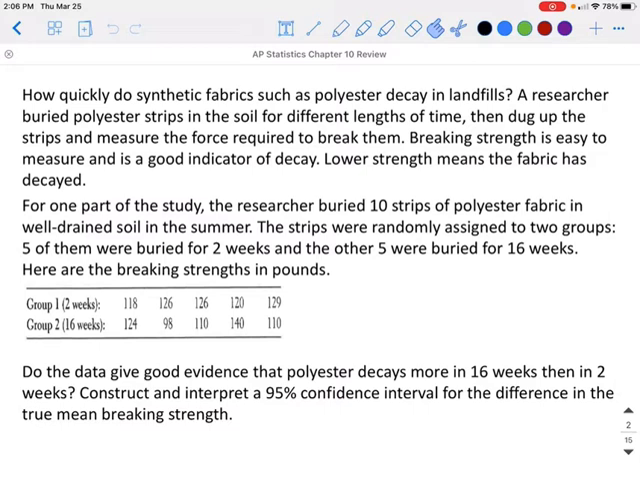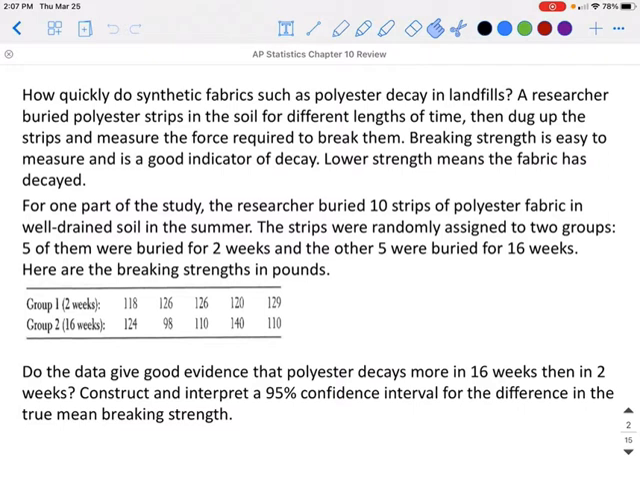A researcher buried polyester strips in the soil for different lengths of time, then dug up the strips and measured the force required to break them. Breaking strength is easy to measure and is a good indicator of decay. Lower strength means the fabric has decayed.